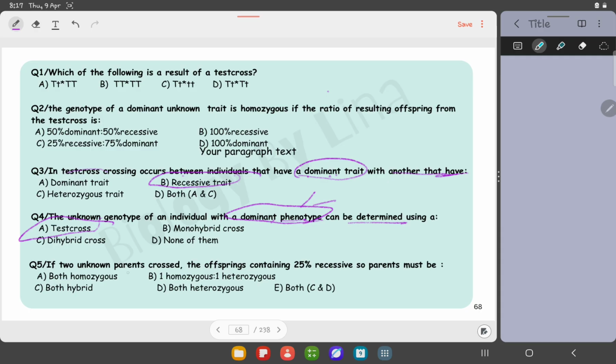Question 5, if the two unknown parents are crossed, and the offspring contain 25% recessive, so both parents must be what? We said whenever you see 25% recessive, it means the parents should be hetero. Both of them should be hetero, or we can say hybrid. So both are hetero and both are hybrid, so we'll choose E for it.